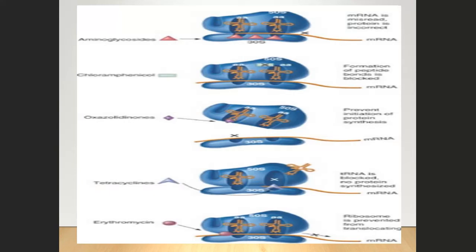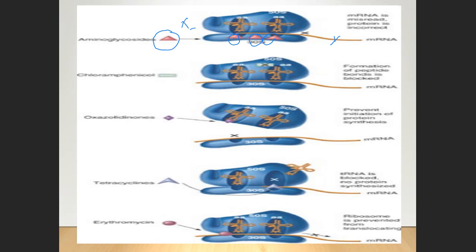Okay, so this is an example. This is aminoglycoside, and it is actually here. They attach to the smaller subunit, causing the messenger RNA to not be able to translate into the protein. So there is no protein production over here.